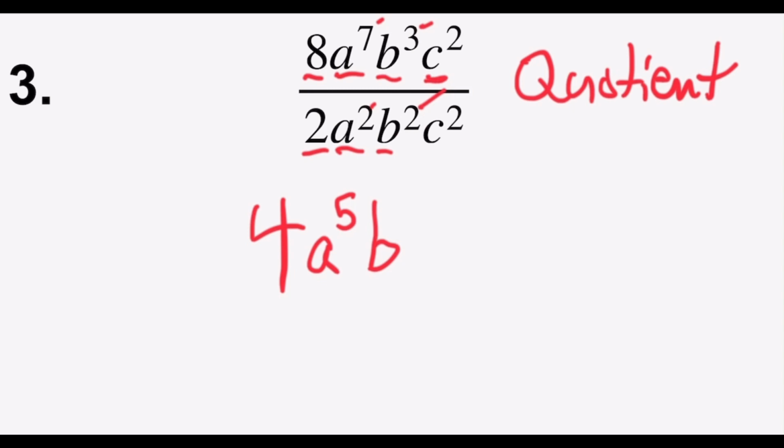Finally, we'll look at the base c. C squared divided by c squared. Well, they're exactly the same, which means they're going to divide to 1, or as some people say, they cancel out. So our answer would be 4a to the 5th b.